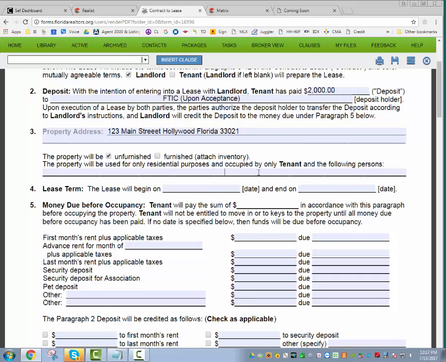So it's very important. So we're just going to put two children, and sometimes I put the age so that they know that they are not over 18. You can put whatever's appropriate there.